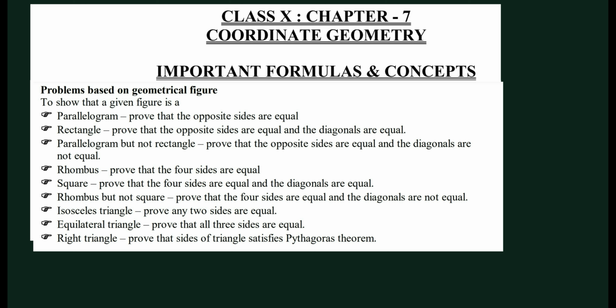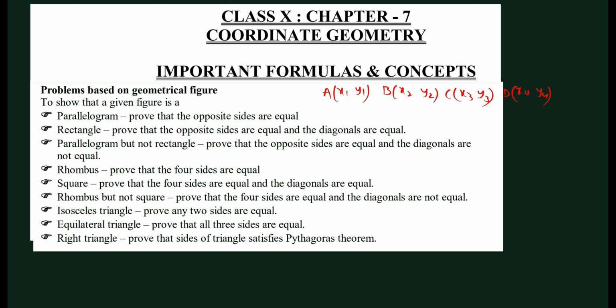So you have to see these conditions. If given 4 points, they will give like this: A point and B point, C point like this. For a triangle, they will give only 3 points. For a quadrilateral, they will give 4 points.